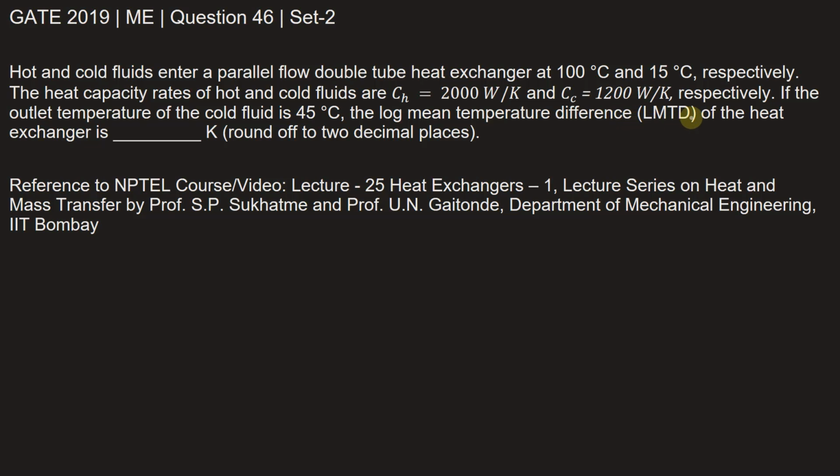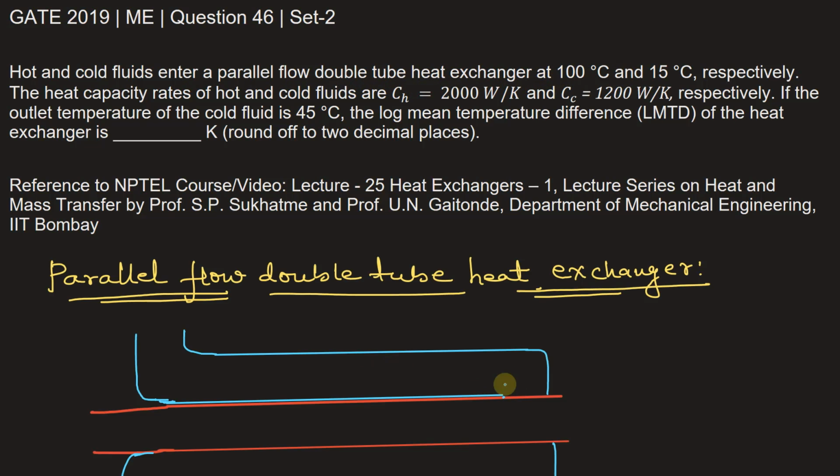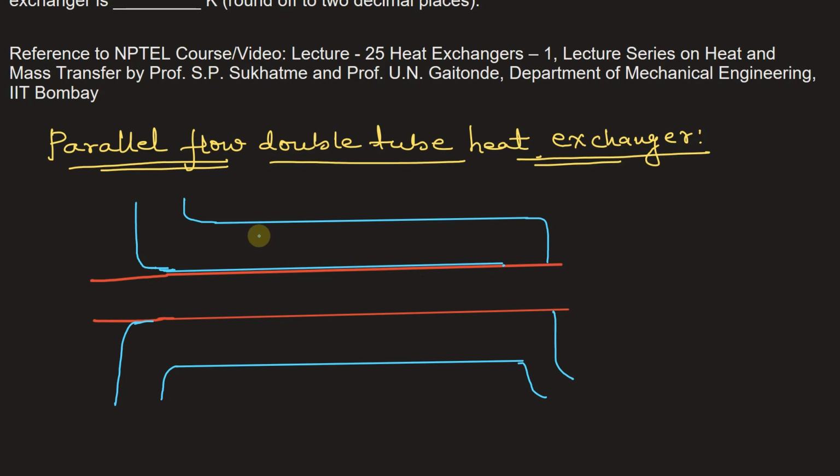difference, that is LMTD, of the heat exchanger in Kelvin is, so we need to find the LMTD of the heat exchanger for a parallel flow double tube heat exchanger. If you know the formula to calculate the LMTD, you can just directly substitute the values and get the result. But before solving the numbers, let's understand what a parallel flow double tube heat exchanger is and how it works. So this is a schematic diagram of a parallel flow double tube heat exchanger.